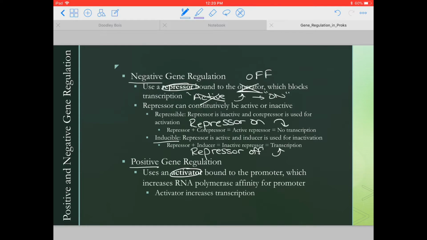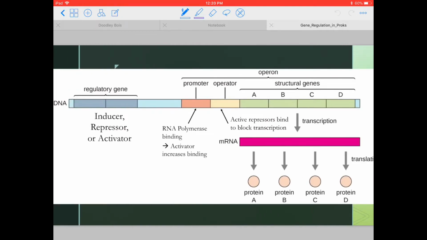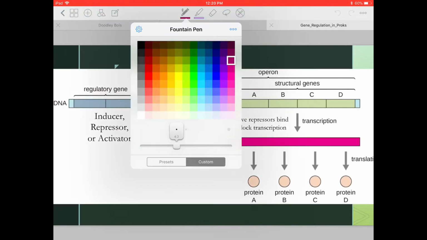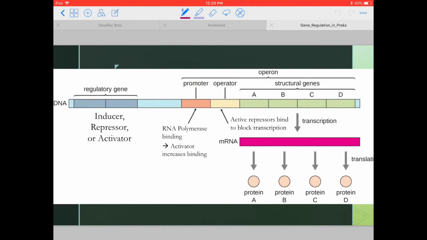On the flip side, positive gene regulation just means that we have some kind of activator that is binding to the promoter and allowing transcription to happen at a better rate. Let's summarize all of this right here. Okay, so regulatory genes are either going to make repressors or activators. We don't really look at inducers in terms of regulation, so don't worry too much there.